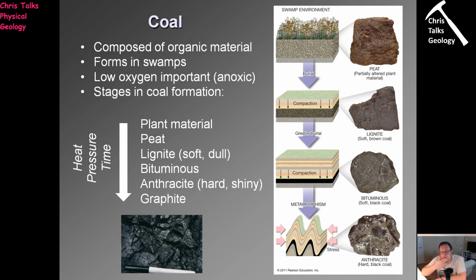So what about coal? Well, coal is composed of organic material, so we're thinking about plants, and coal will form in swampy environments. Now, the most important thing is the organic material must be deposited into an organic environment which is wet and low in oxygen. So we're looking at a swamp. It has to be a swamp pretty much, or a lagoon.